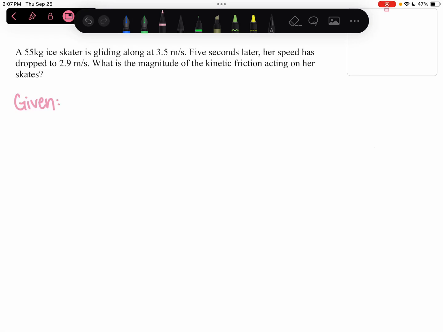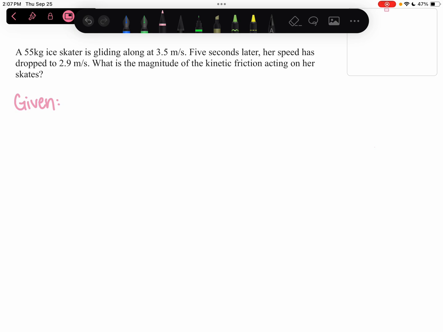This is question number 25. It states a 55 kilogram ice skater is gliding along at 3.5 meters per second. 5 seconds later, her speed has dropped to 2.9 meters per second. What is the magnitude of the kinetic friction acting on her skates?